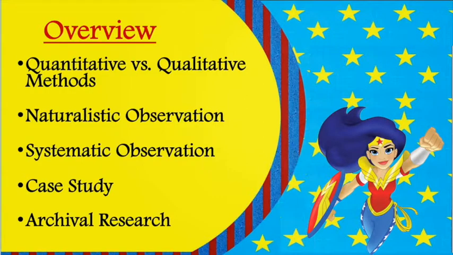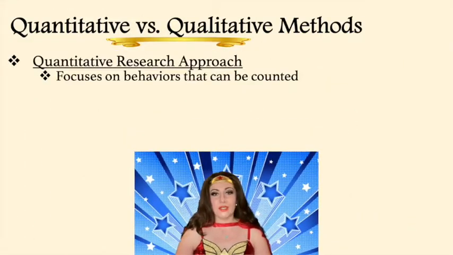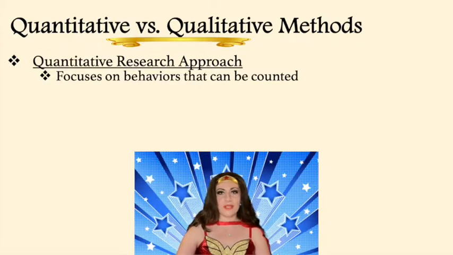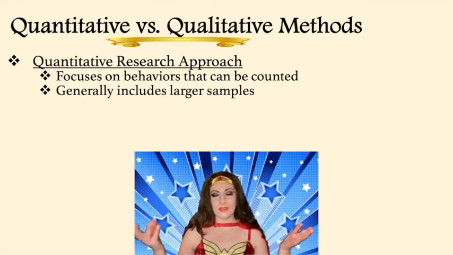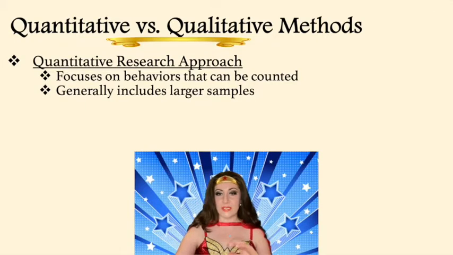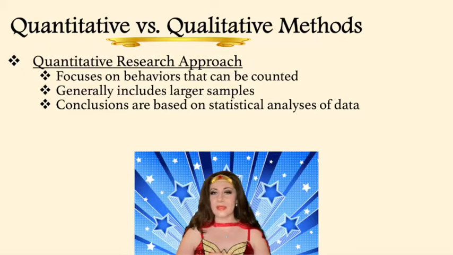So let's get started. When we talk about quantitative versus qualitative methods, let's focus on quantitative first. The quantitative research approach focuses on behaviors that we can actually count, so we can assign a number to something that we are observing. Typically, quantitative research involves larger samples, and the conclusions we make from this data are based on statistical analyses that we conduct.